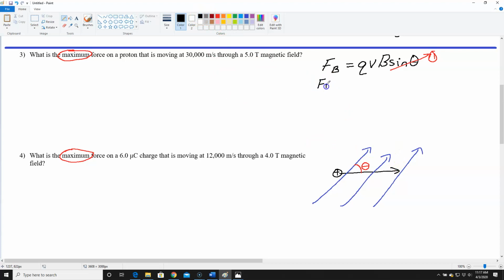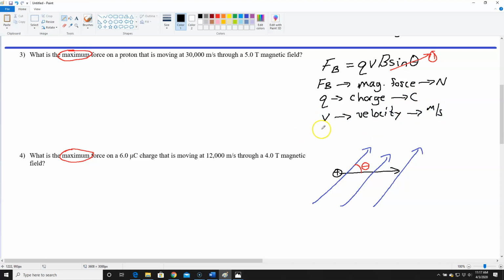To identify your variables really quick, FB, that's your magnetic force, just like in the previous equation, measured in newtons. Q is the charge of our particle, that's measured in coulombs. V is the velocity of the particle, that's measured in meters per second. And B is the magnetic field strength, measured in Teslas.